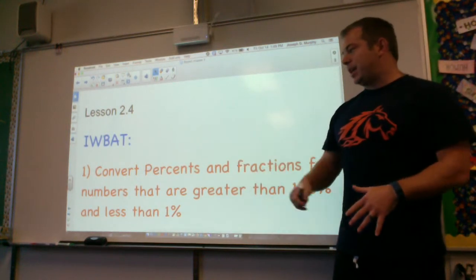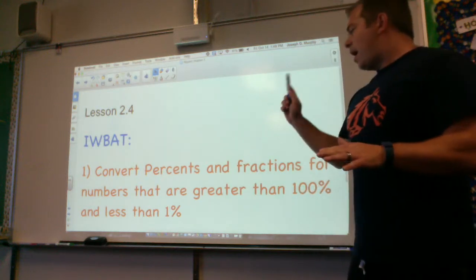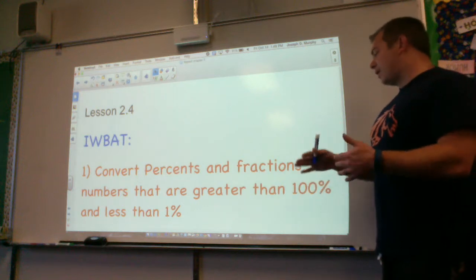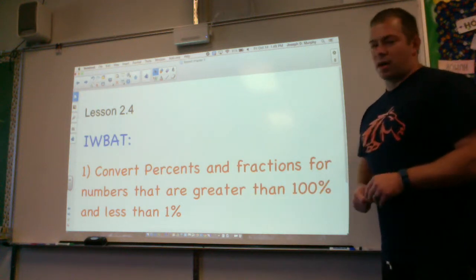Alright, this is a long objective, so let's read it. I will be able to convert percents and fractions for numbers that are greater than 100% and less than 100%.